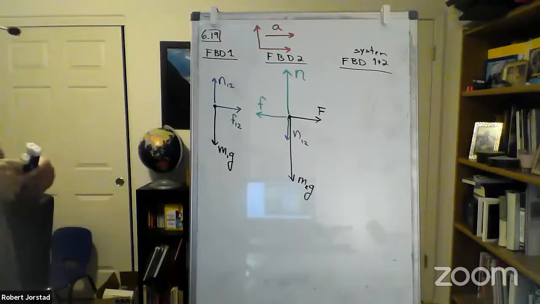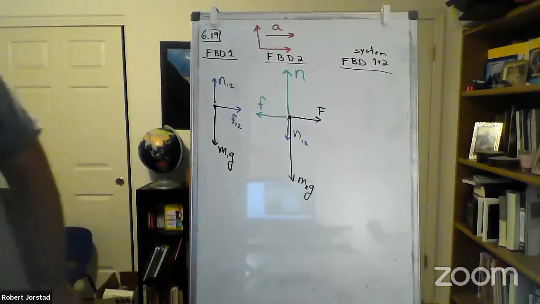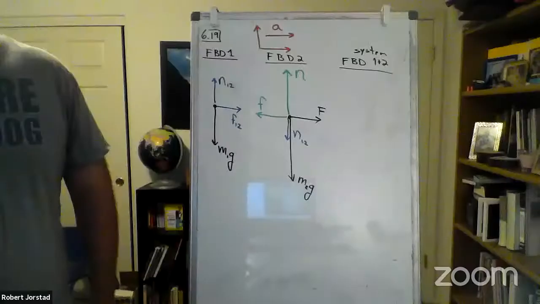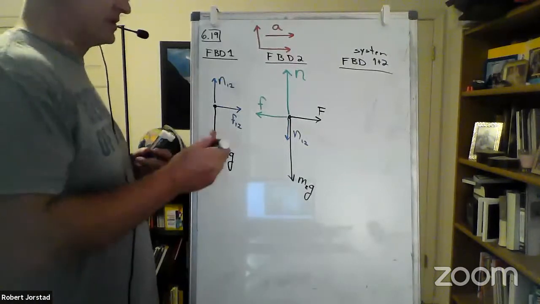All right. So are we done? Are we ready to move on to the next one? So shouldn't you still have friction 1, 2 on that FBD? Oh, if so, which way? To the left? Exactly. What's your reasoning? Well, it's an action-reaction pair, so it has to.